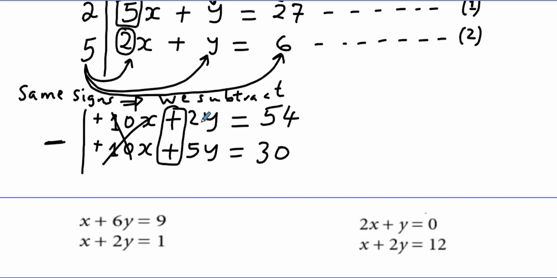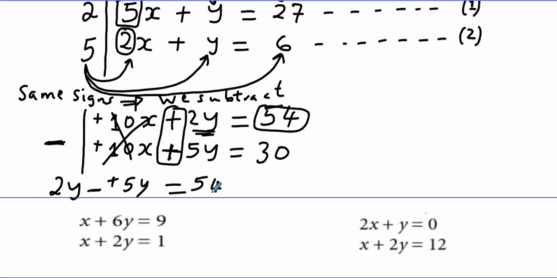And then when you cancel them, you proceed with the procedure. This is 2y minus 5y. So you write here 2y, which is this one here, minus positive 5y. Can you see that? Then on the right hand side you have 54 minus positive 30. Can you see that?